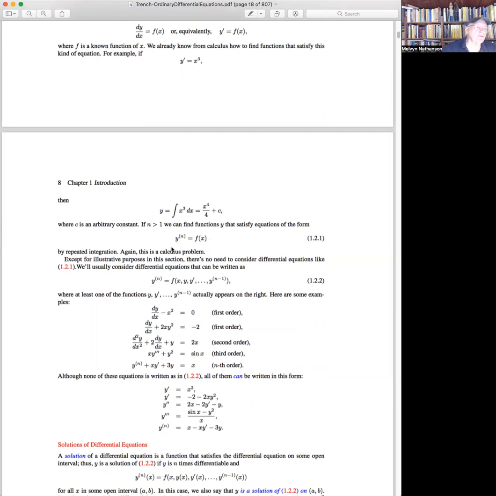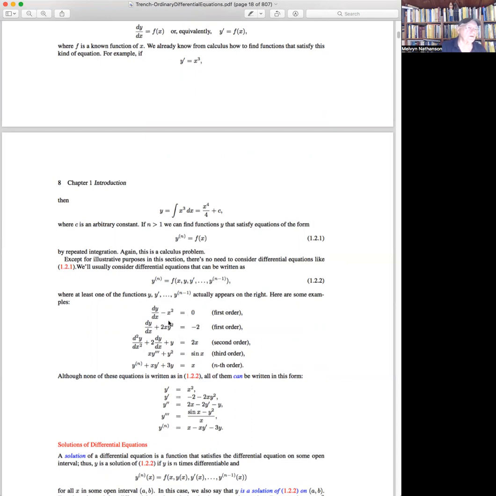In general, an nth order differential equation involves the nth derivative of some unknown function y. And in the cases we consider, you'll always be able to write the nth derivative as some function of x, y, and the first n minus 1 derivatives.